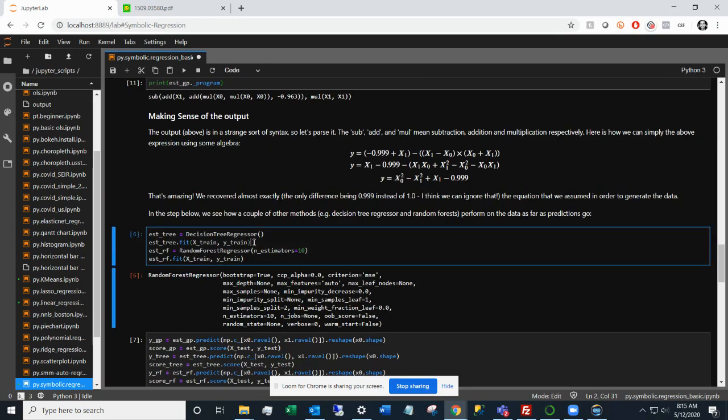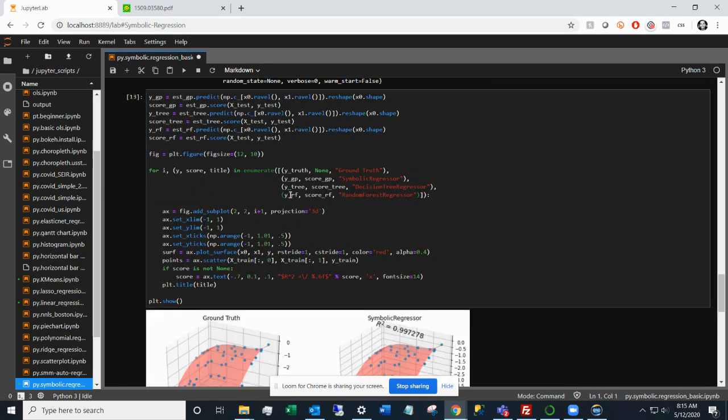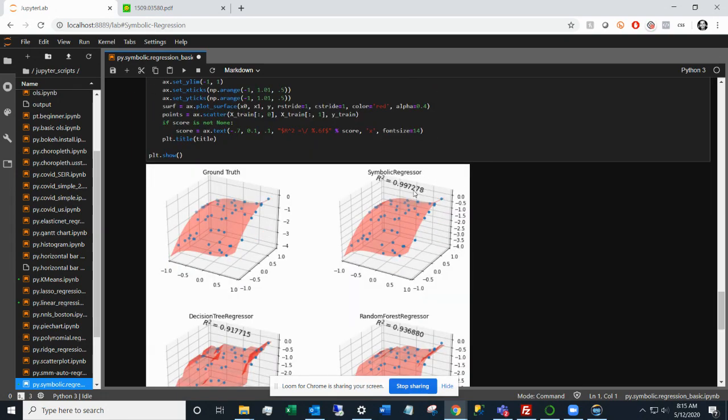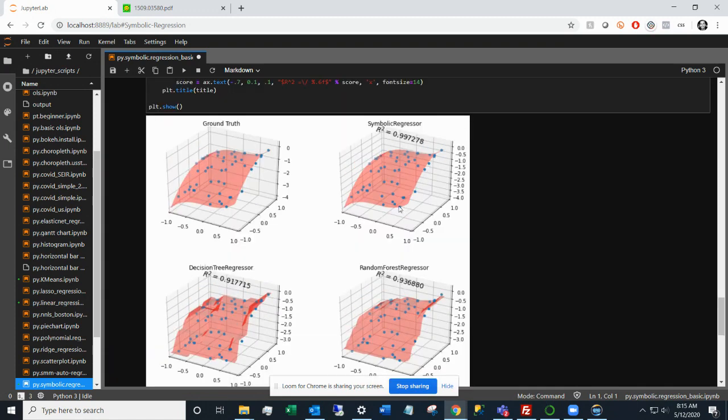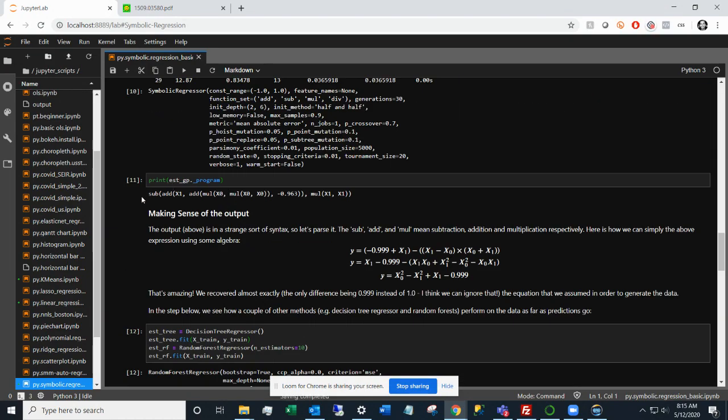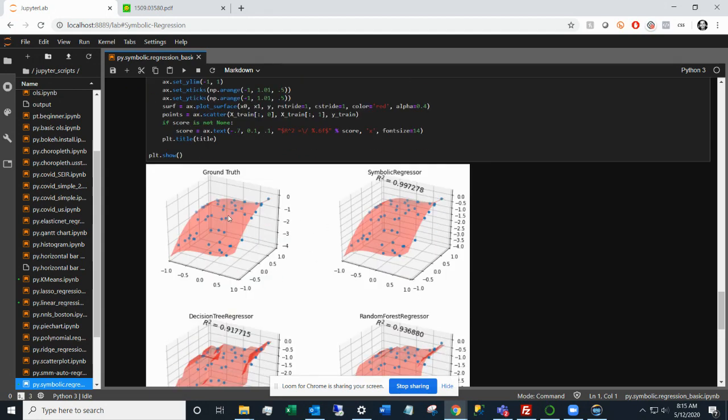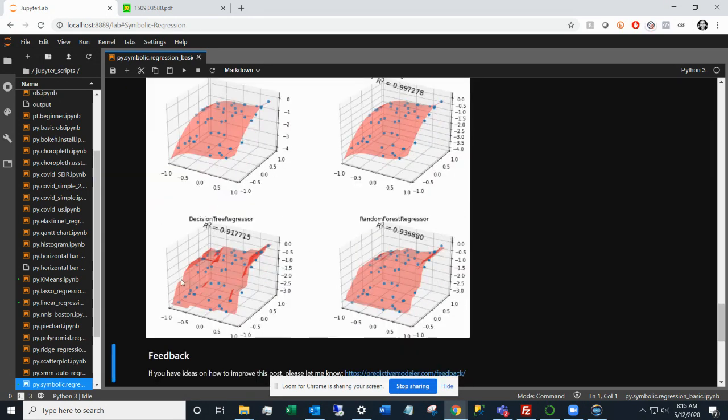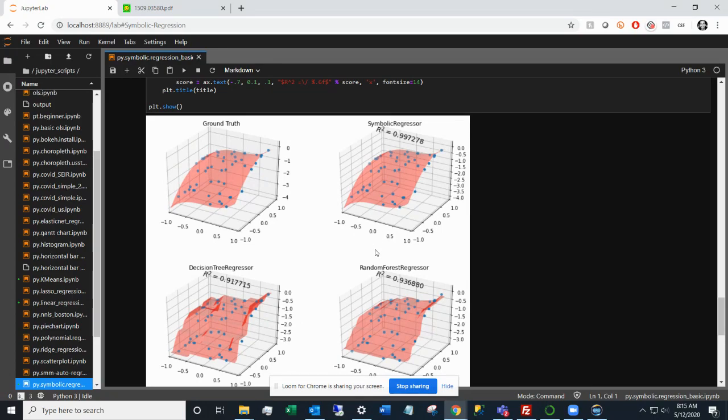But let's measure the performance of the different algorithms. So symbolic regressor actually gets very close. So we can see the functional form that it's carving is very close to the original. So once we simplify this using algebra, I think it'll be very close to our original equation. Not exact, but close. Then when we look at decision tree and random forest, they also do a really good job of capturing the general form of the original function. But you can see that they don't do quite as good a job as symbolic regressor.